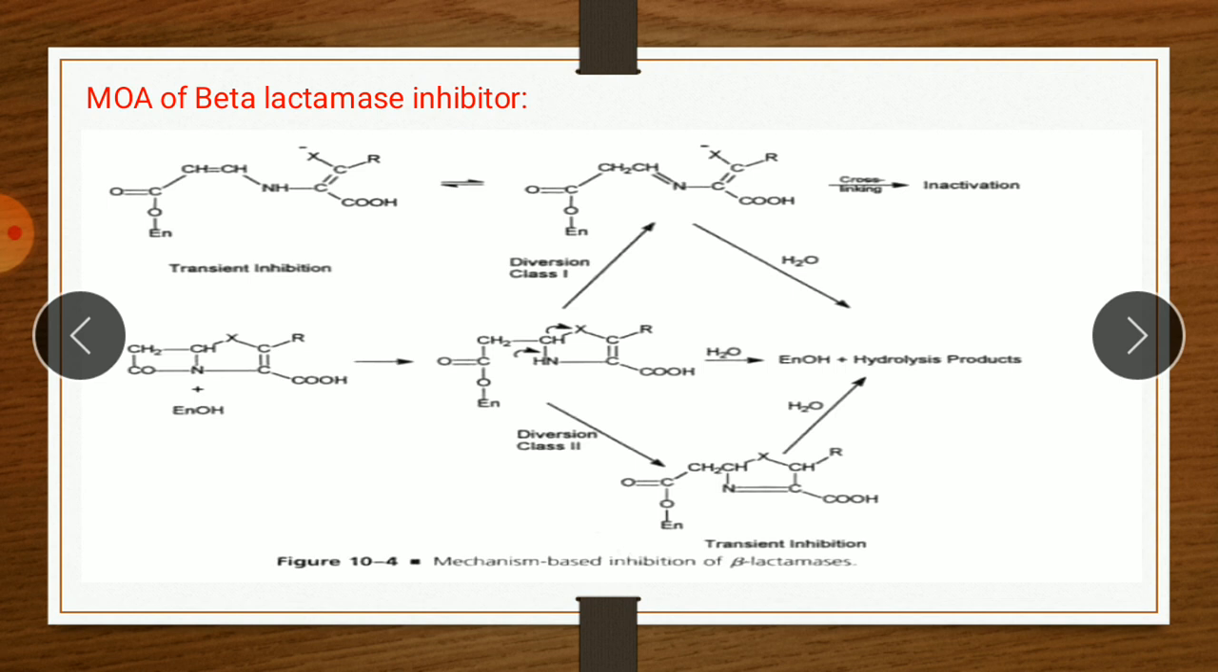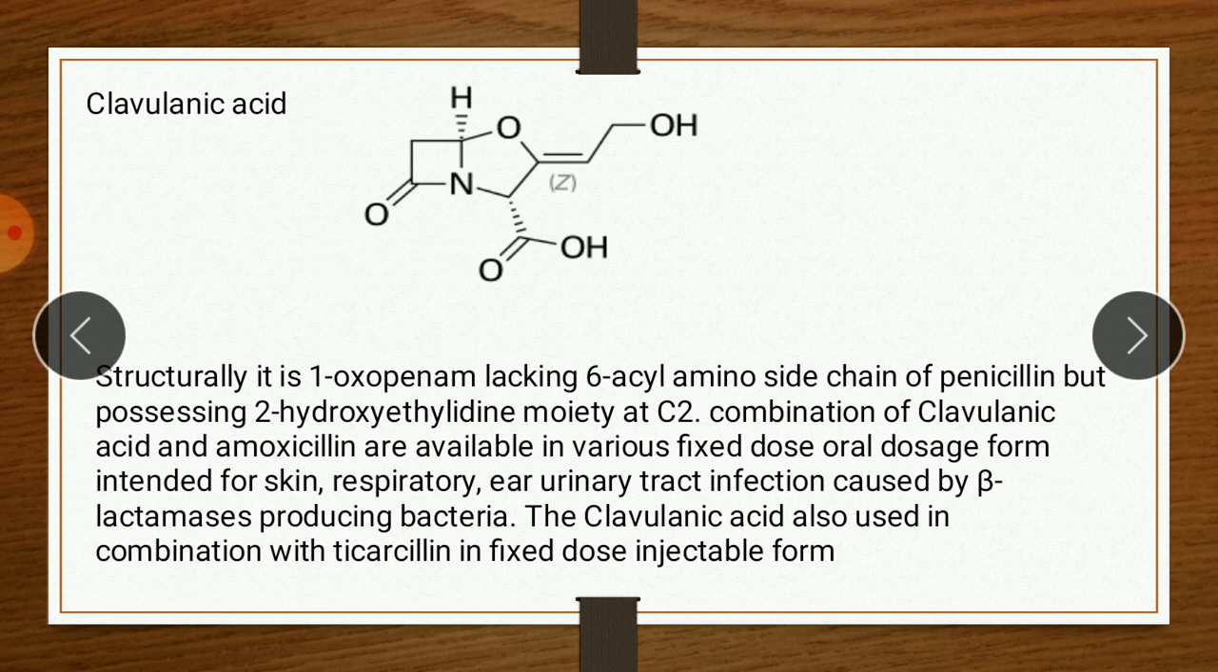and beta-lactamase inhibitor. For example, the amoxicillin and clavulanic acid combination is available in the market. So it is the mechanism of this class. An example of this type of drug is clavulanic acid. So it is the structure of clavulanic acid, which is a beta-lactamase inhibitor, also called a mechanism-based inhibitor.